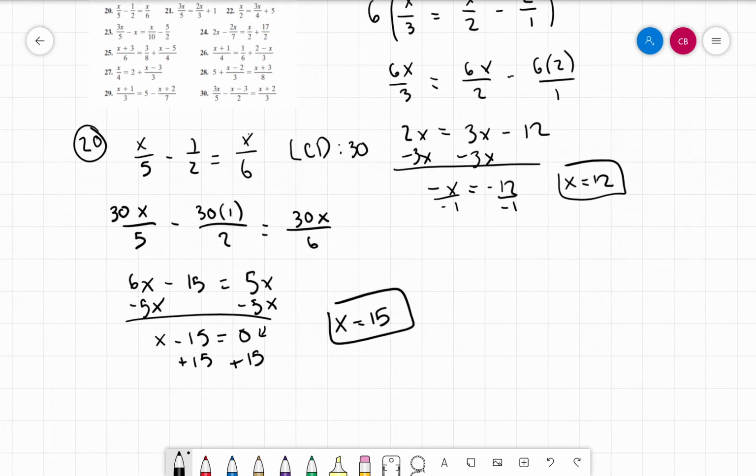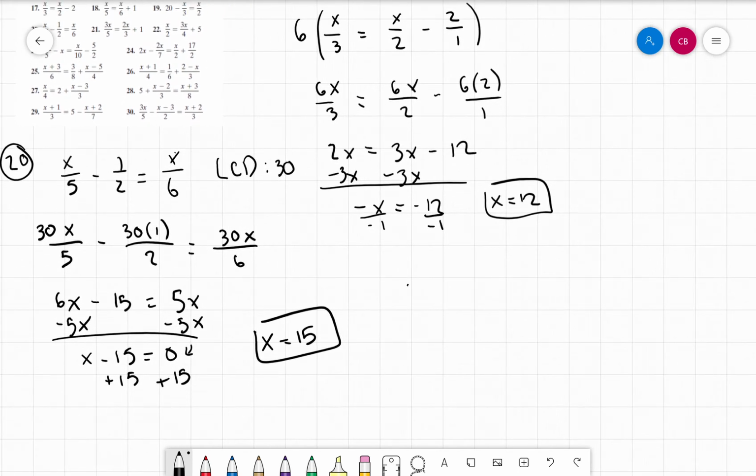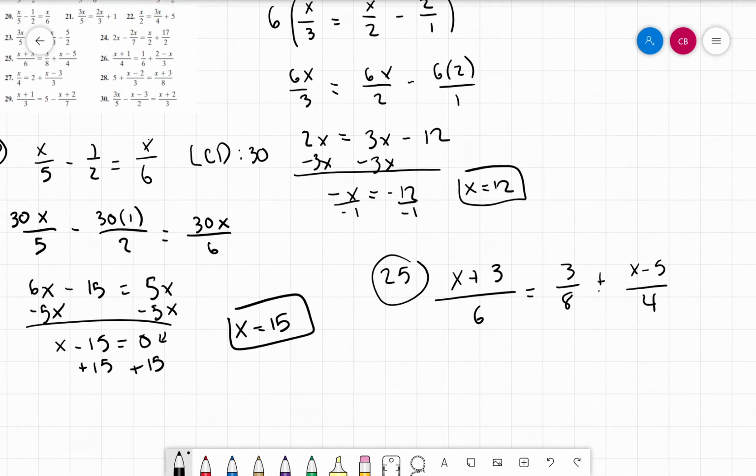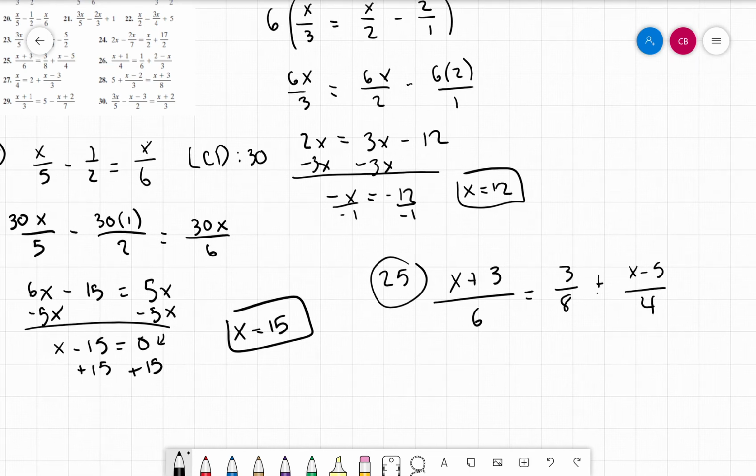Let's do an example or two of ones with the x plus 3 on top. So we have 25, which is x plus 3 over 6 is equal to 3/8 plus x minus 5 over 4. I hope that's the right one. Let me make sure. X plus 3 over 6, 3/8. X minus 5 over 4. Okay, good. Now the common denominator here, if we said 12, well 4 and 6 go into 12, but 8 doesn't. If I use 12, then 8 will still be a fraction when I'm done.